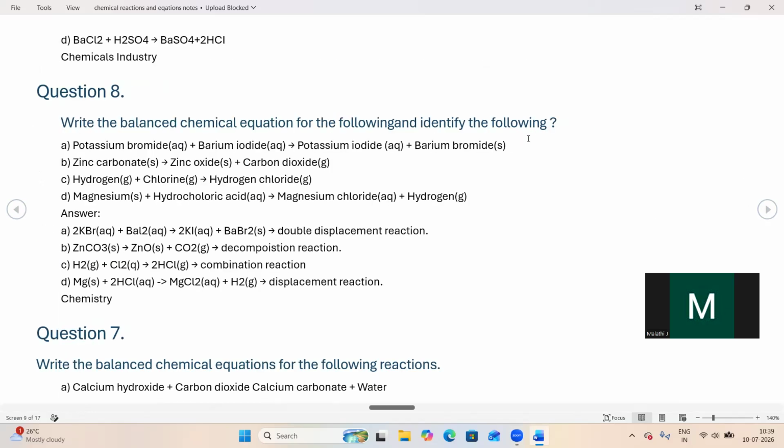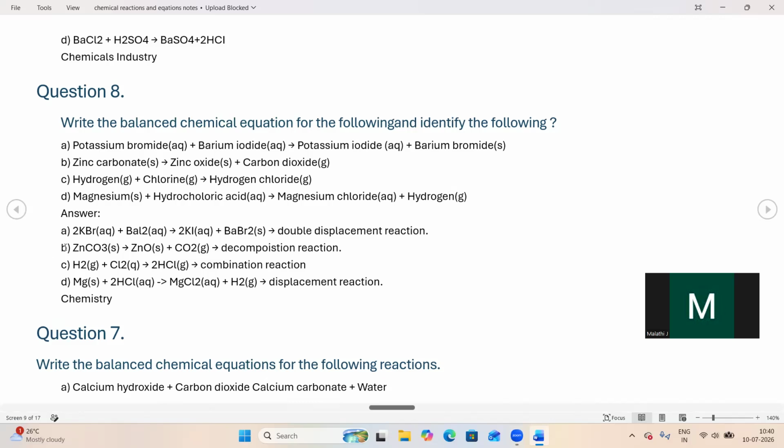Then question number 8. Write the balanced chemical equation for the following and identify which type of chemical reaction it is. So again here they gave a word form. You should write the chemical equations for those word forms and you should show which type of chemical reaction it is.